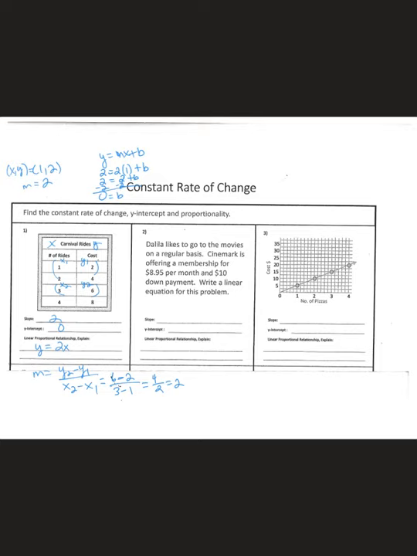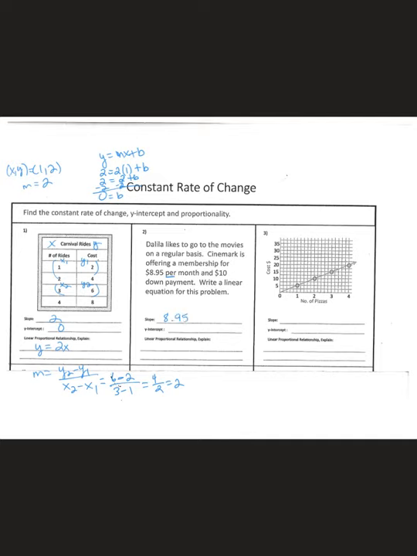Okay, let's go to number 2. Delilah likes to go to the movies on a regular basis. Cinemark is offering a membership for $8.95 per month and $10 down payment. Write a linear equation for this problem. Okay, when you're dealing with words, the slope or the rate of change is always what it's changing in the problem. And the key word is being per. What's happening every month? A charge of $8.95. That is your rate. So that is your slope or your rate of change. So our slope is $8.95.